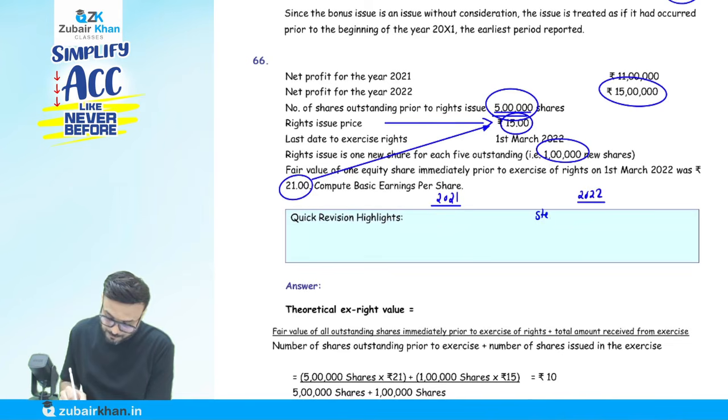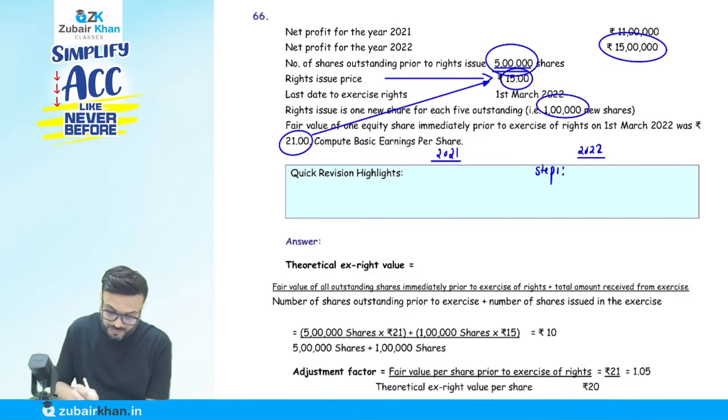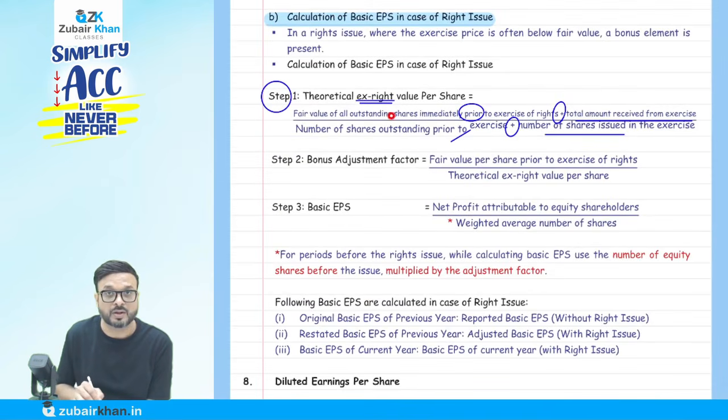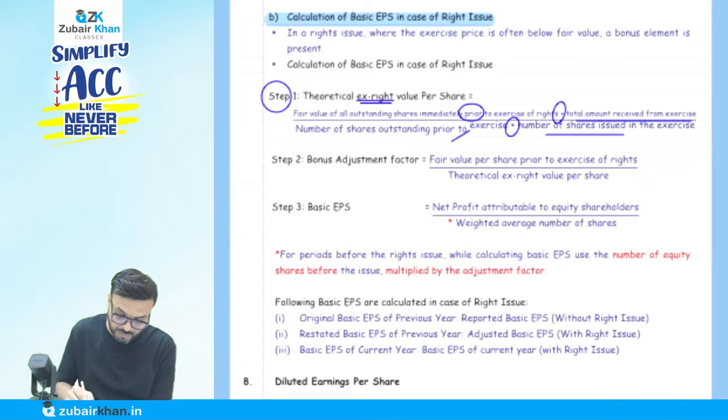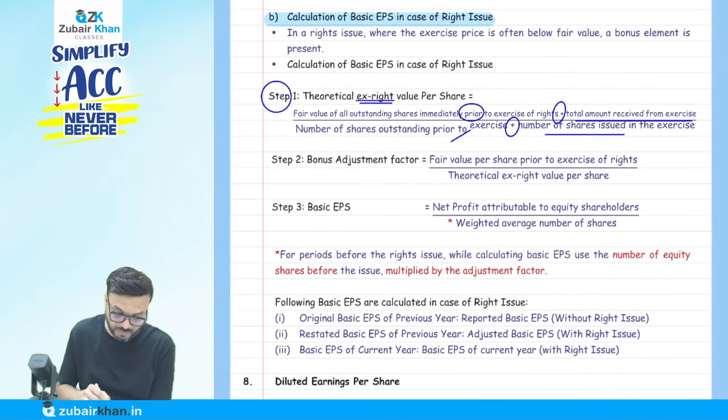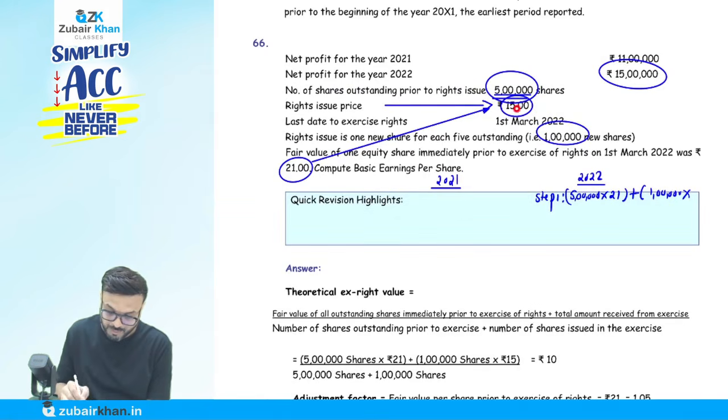Step number 1. So what it says, step number 1, they say fair value of all the outstanding shares immediately prior to the exercise of the rights. So before the rights issue, how many shares were outstanding? 5 lakhs. So let me write it down here. 5 lakhs multiplied by the fair value, 21, plus how many shares we issued on rights issue? 1 lakh, multiplied by, the total amount received from exercise of rights issue. So 1 lakh multiplied by the price we are offering at, 15, divided by how many shares that we have? 5 lakh, and this 1 lakh.